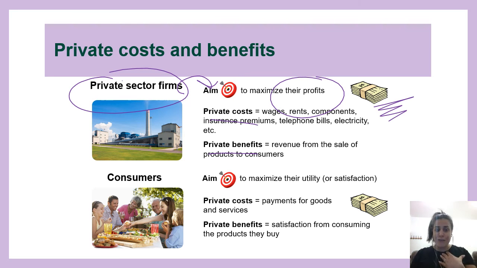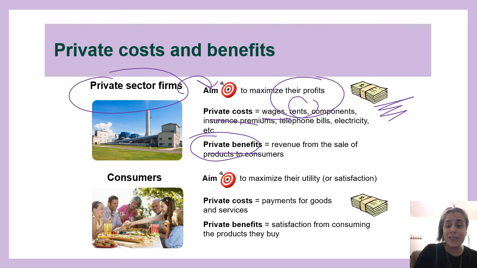So for me as a firm, my private cost would be when I have to pay wages for my workers, when I have to pay rent, when I have to pay for insurance policies or all kinds of bills that my firm is facing. Whereas on the other hand, my private benefits would be the money I receive from selling an item, which I would call a revenue. All right? So I am done with the private costs and benefits to a private firm.